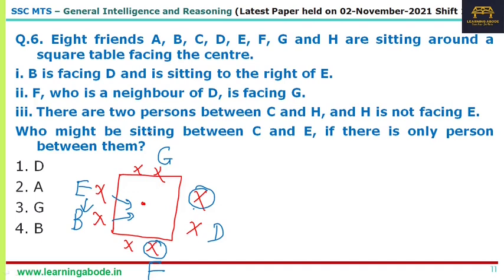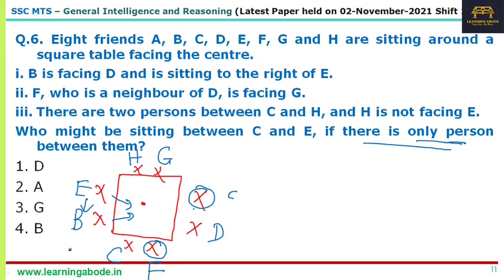Now the next one: there are 2 persons sitting between C and H, and H is not facing E. When you say H is not facing E, H should not come here. Also there is one more thing to consider here. Between C and E they have given that there is only one person, which means you cannot put C here as well. So you have to put C here and H here. Only then it will work out.